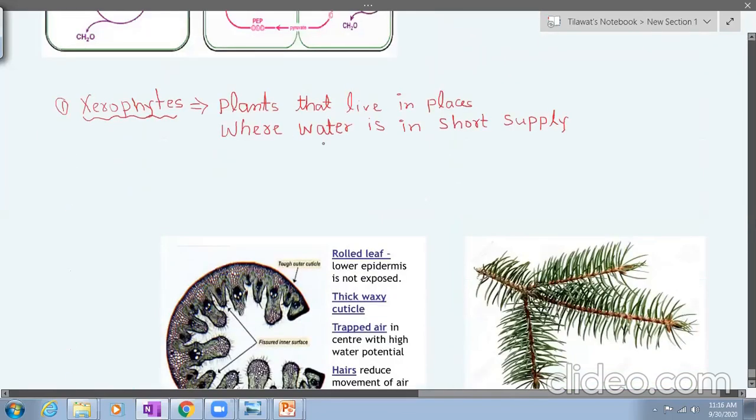So today the topic of discussion is plants that live in places where water is in short supply. These plants should have specific adaptations in order to survive in that harsh environment and to conserve water, because they have an issue of water supply. There is less water supply, right? So first I will discuss the leaf. What are the adaptations in the leaves of this plant? First, the leaf of this plant has less surface area.